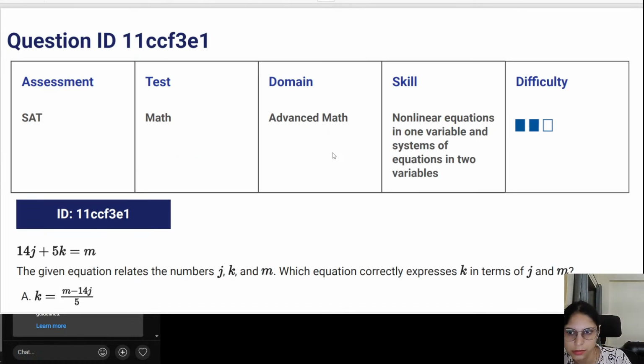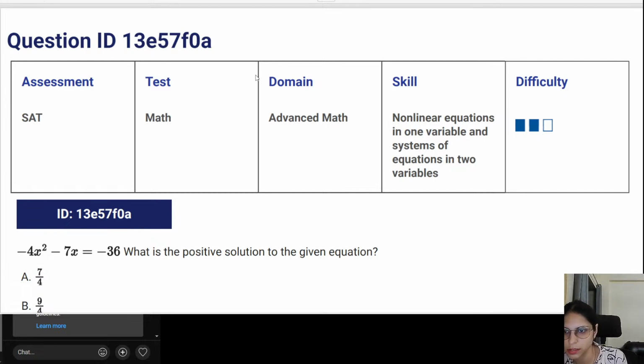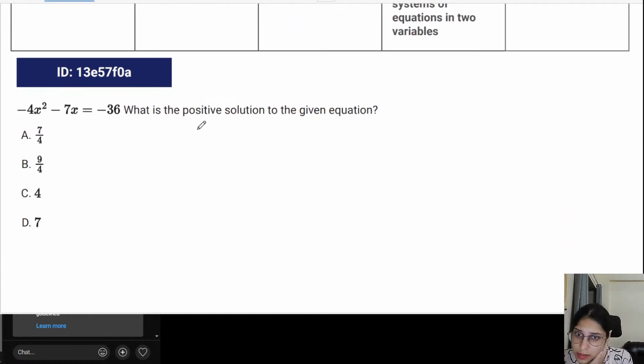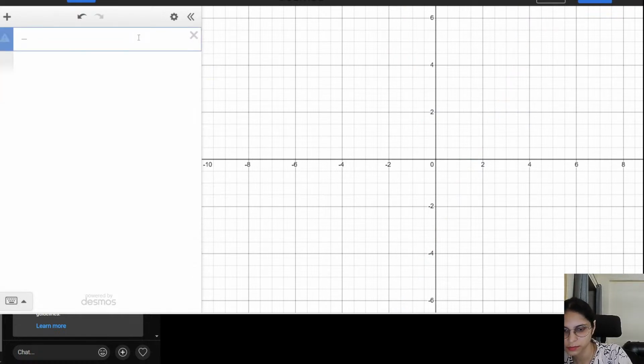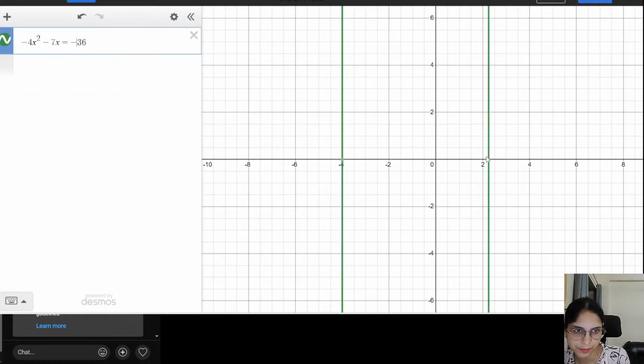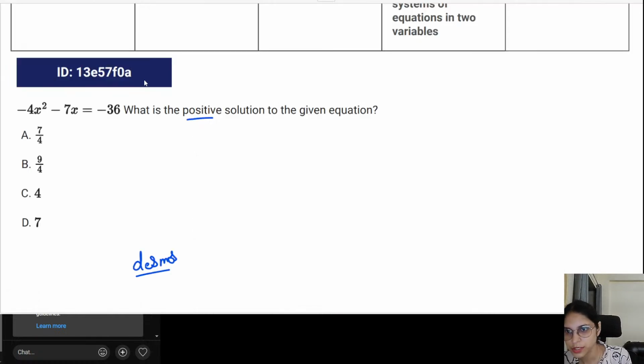All right. Next is question number 33. Again, what is the positive solution to the given equation? Yeah, this you can do in Desmos. Minus 7x equals 36. Minus 36. 2.25, minus 4. Positive solution is 2.25. It will be 9/4, because 4 times 2 is 8. So the numerator has to be greater than 8. All right.